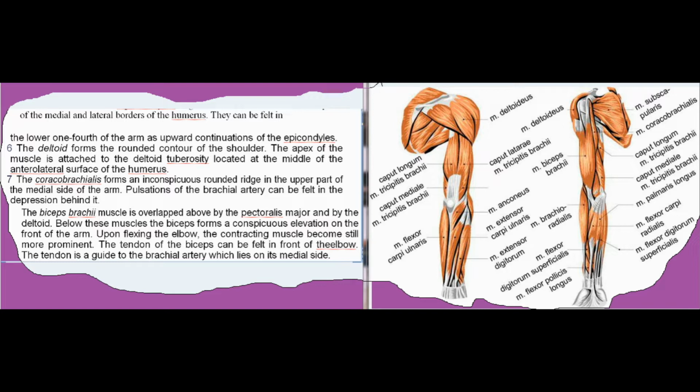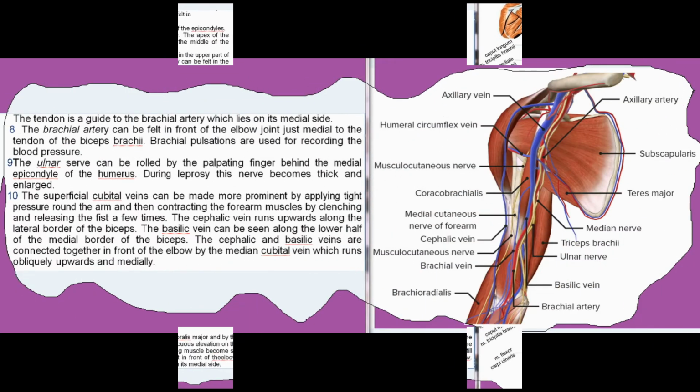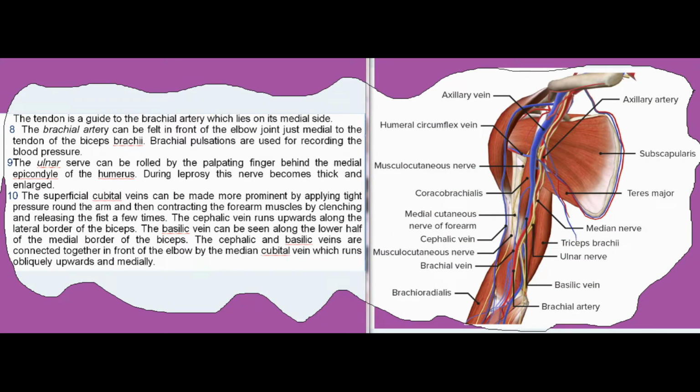The biceps brachii muscle is overlapped above by the pectoralis major and by the deltoid. Below these muscles the biceps forms a conspicuous elevation on the front of the arm. Upon flexing the elbow, the contracting muscle becomes still more prominent. The tendon of the biceps can be felt in front of the elbow. The tendon is a guide to the brachial artery, which lies on its medial side.